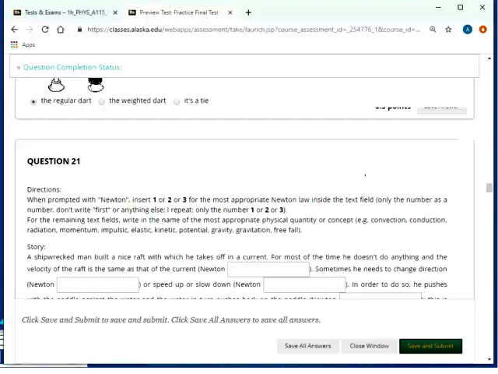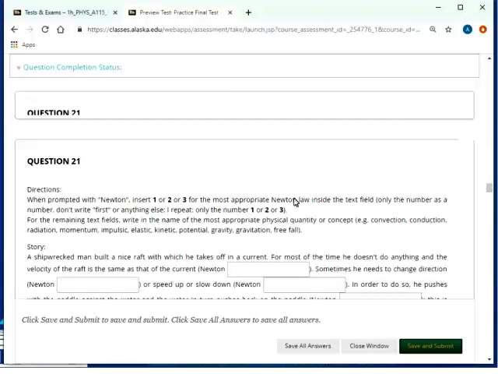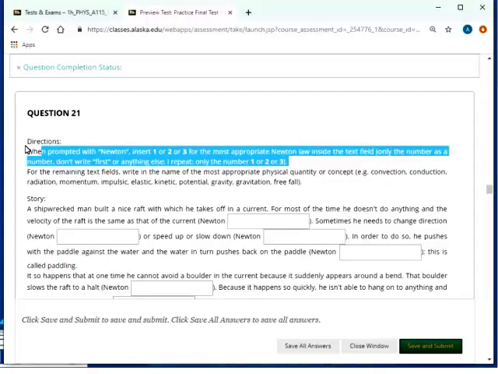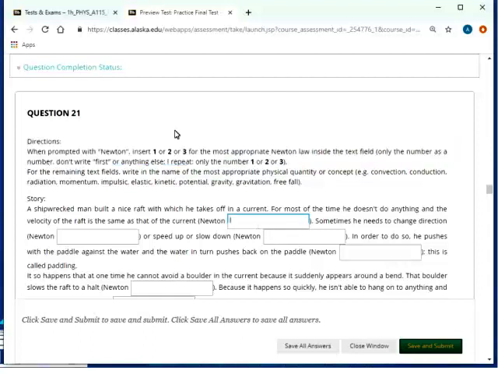Okay, this one is really a new question that you haven't seen before. So I put a little story together. Pay attention to this one here. In these directions, I repeat myself 3 times, when prompted with the word Newton, insert 1, 2, or 3 for the most appropriate Newton law inside that long text field. This long text field is actually overkill, but Blackboard doesn't allow me anything else. So only put the number in. Do not write first or second or third.